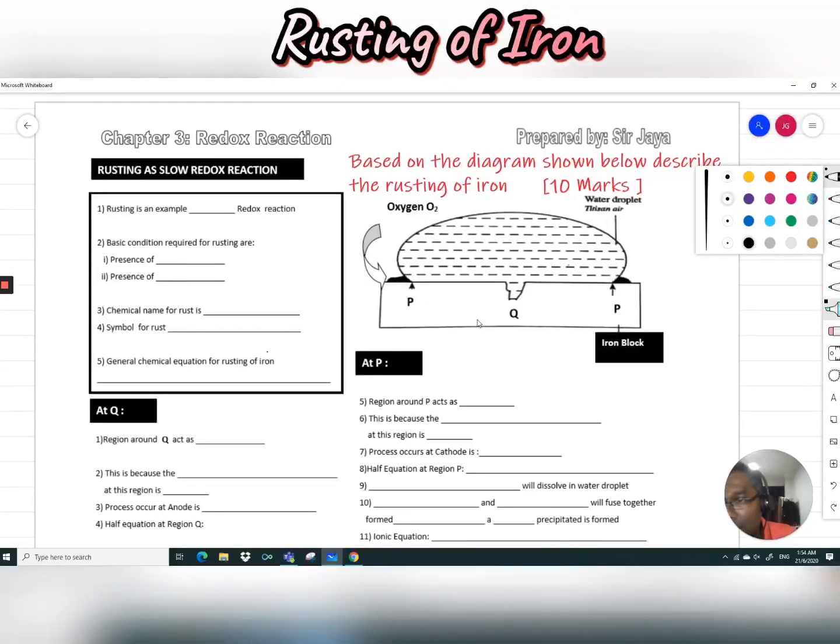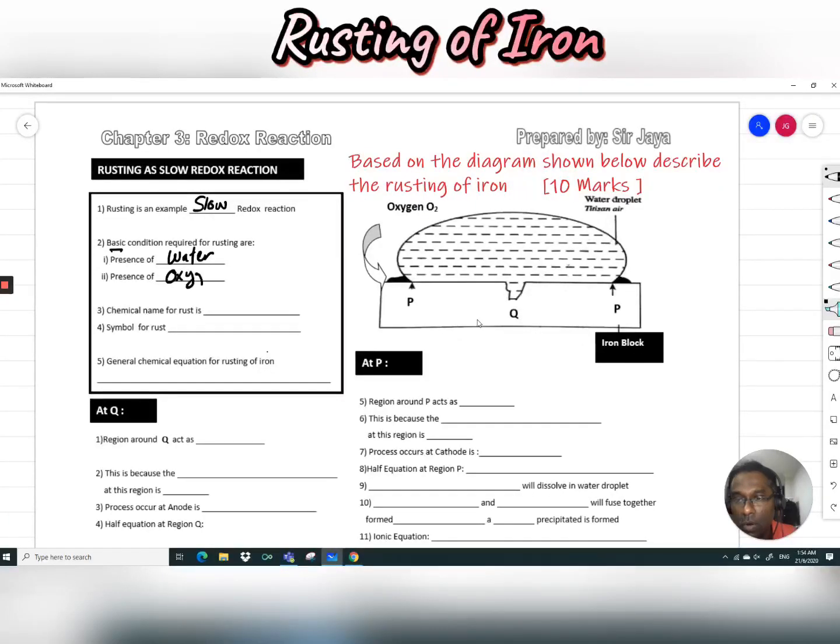Rusting is an example of what reaction? An example of a slow reaction. And the basic conditions required for the rusting process are the presence of water and the presence of oxygen. The chemical name for rust is hydrated iron(III) oxide, and the chemical symbol will be Fe2O3. If hydrated, we must put a dot.